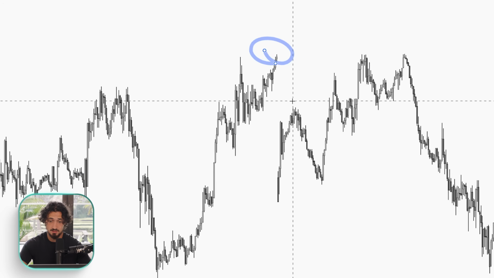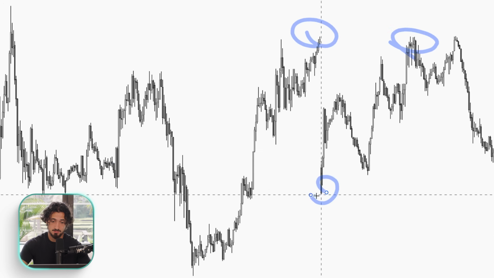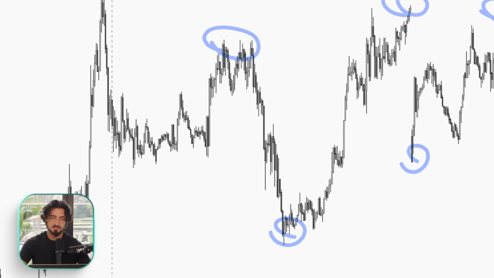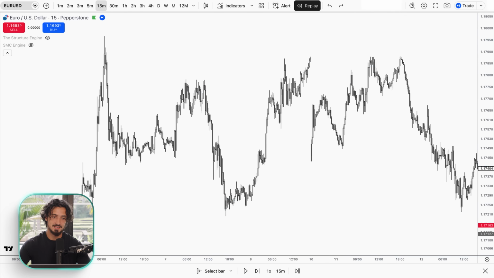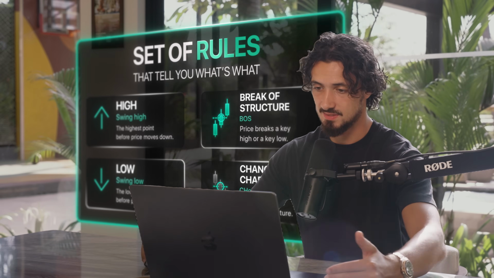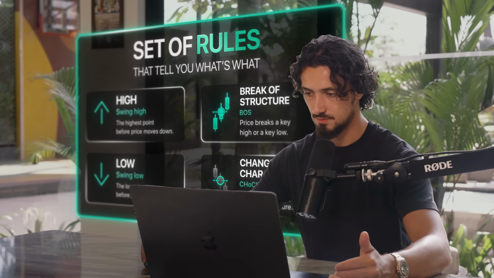Is this a high? Is this a low? Is this a high? You have to decide this. And you have to decide it in a repeatable way, meaning a set of rules that tell you this is the high, this is the low, this is a break of structure, this is the change of character. And then you have to prove them.